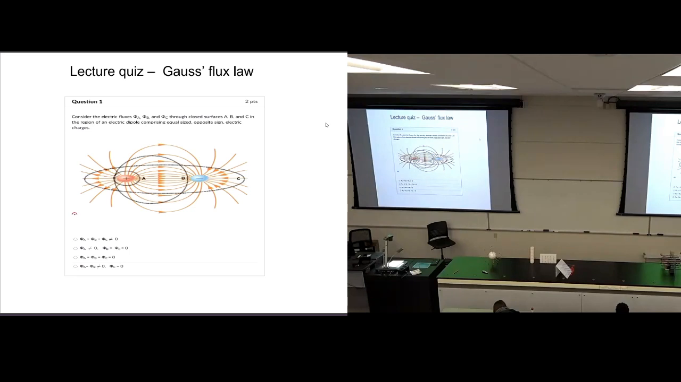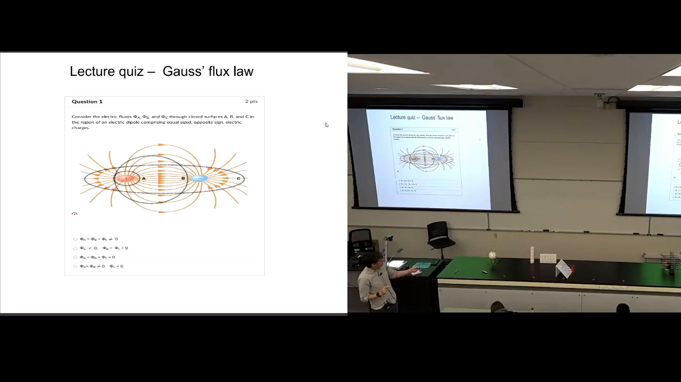Okay, I'll get started with the answer to this. So again, the key thing, if you want to compare the fluxes through the three surfaces A, B, and C, is to think about the charge that's contained in the surfaces, the net charge that's contained in the surfaces. And this one illustrates an important point.